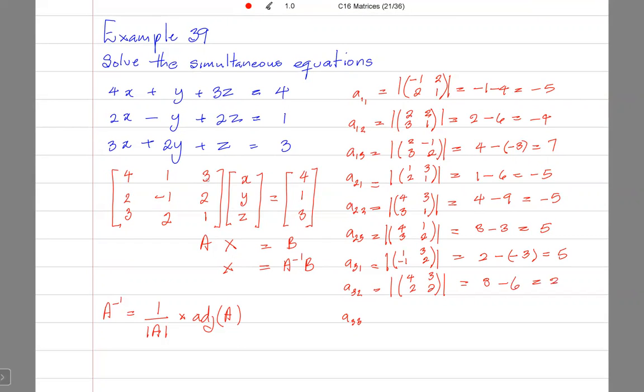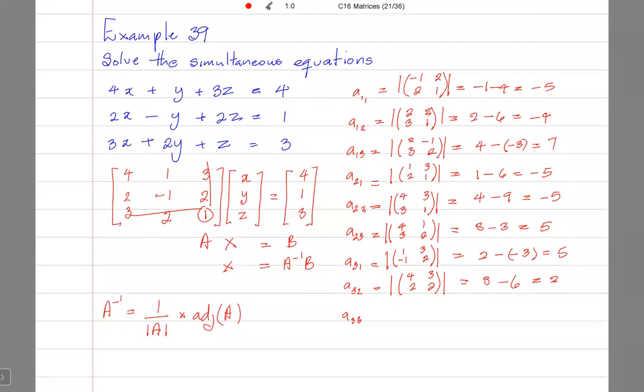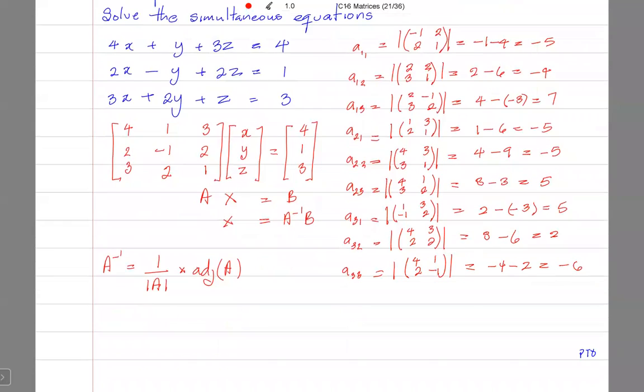Last but not least, the cofactor element for that. And so that's the determinant of 4, 2, 1 minus 1. The determinant of 4, 2, 1 minus 1. That becomes minus 4 minus 2, which is minus 6. The matrix of cofactor.